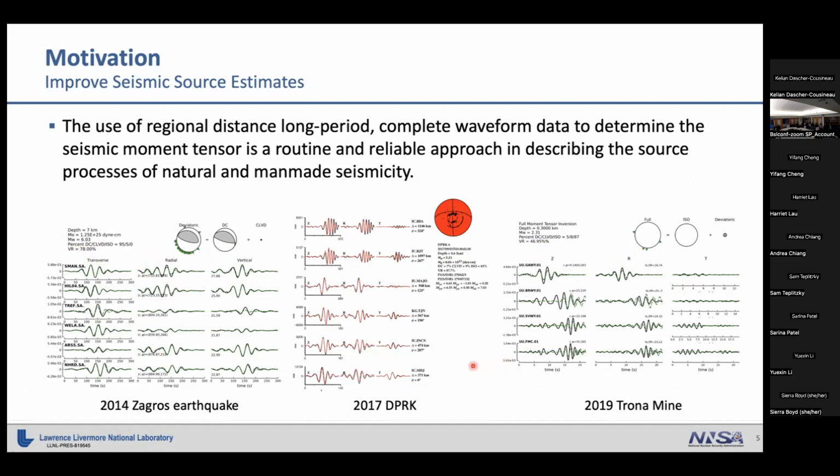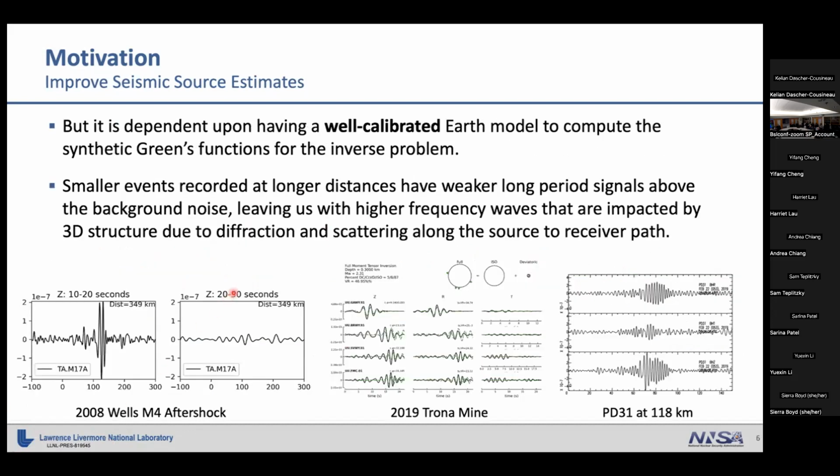But one of the issues with going down to smaller events, or stations farther away, is that we need a well-calibrated Earth model to compute the Green's functions. Since we're fitting the full waveform, we need to know the path. And the smaller events recorded at these longer distances have weaker signals, especially at long periods, above the background noise. So that leaves us mostly with higher frequency waves, which are impacted more by the 3D structure, and also just because the signal might not be as visible.